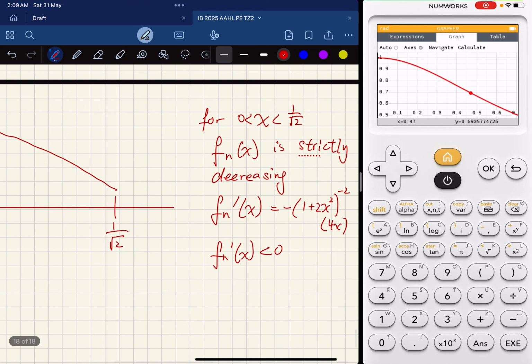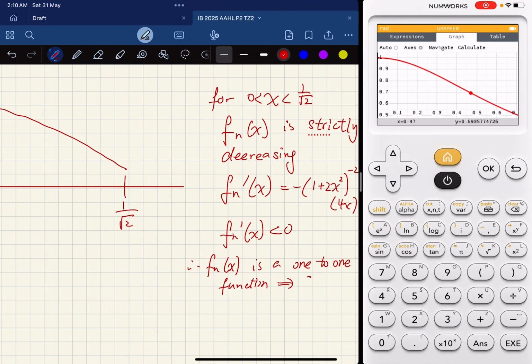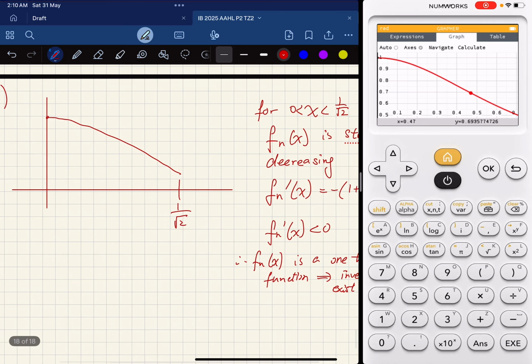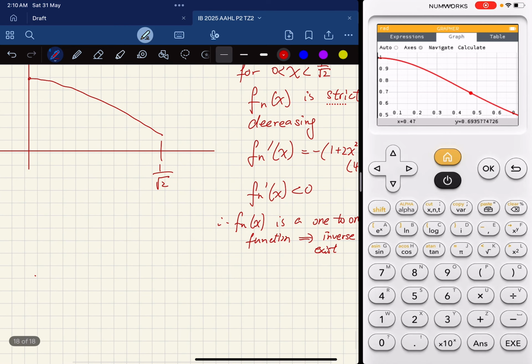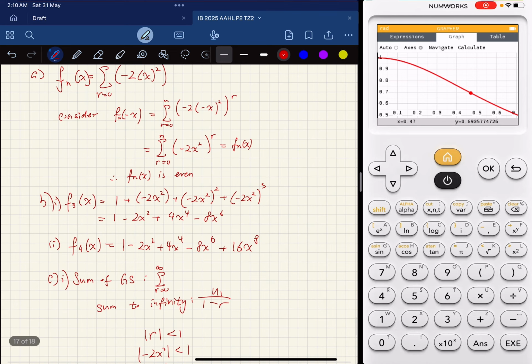So I'll actually recommend you prove it to them. So therefore, f(x) is a 1-to-1 function, which implies inverse exists. Okay, so there's a full logic behind this in order to get the maximum number of marks. Okay, just draw a graph, but actually you need to describe the shape.